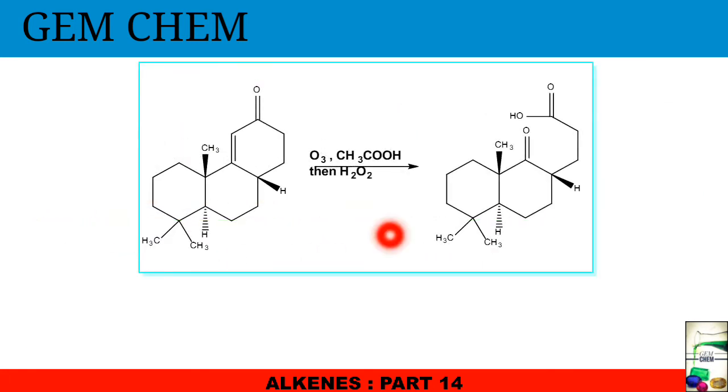Now this one is very important. This is an alpha beta unsaturated carbonyl compound, and this will undergo ozonolysis and the product will be produced with one carbon less. Remember this. See here.